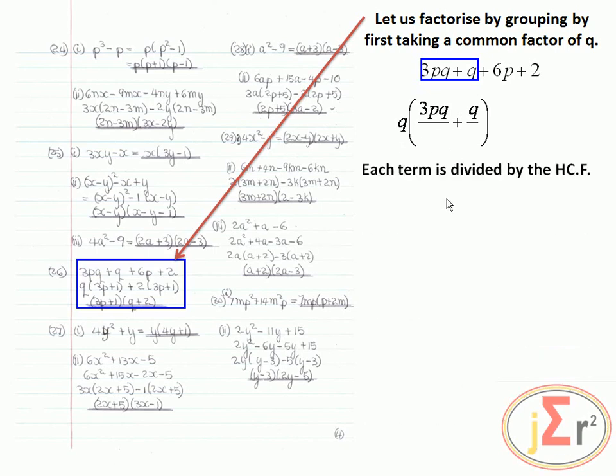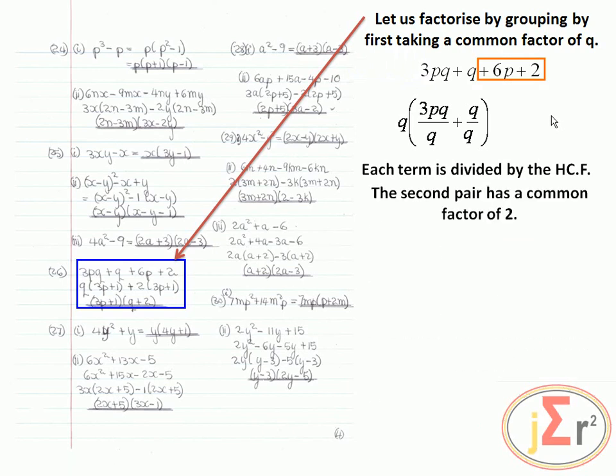Each term is divided by the highest common factor, and then we go straight ahead, take the highest common factor of 6p and 2. Well, the highest common factor of 6 and 2 is 2. There's no p in this one, so just 2. The second pair has a common factor of 2, as we said before, and we will divide each term by the highest common factor of 2.